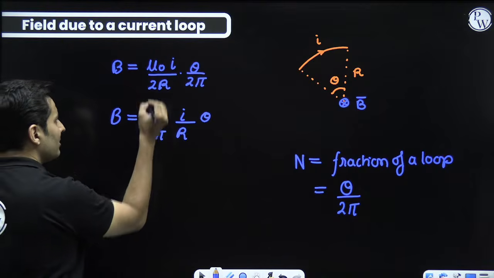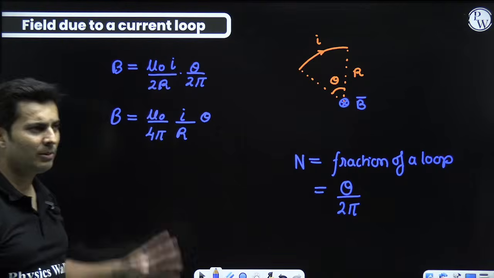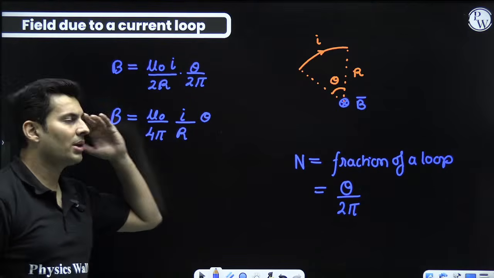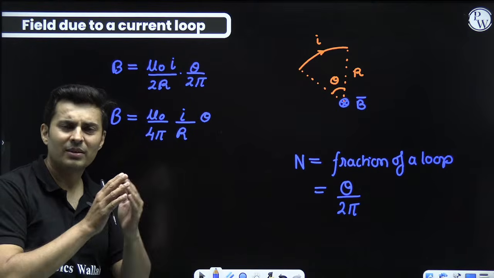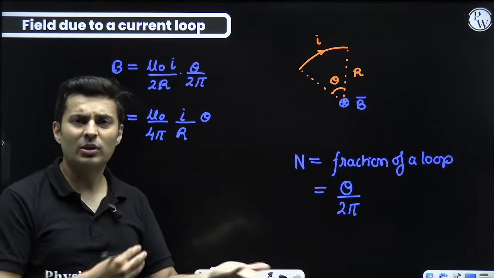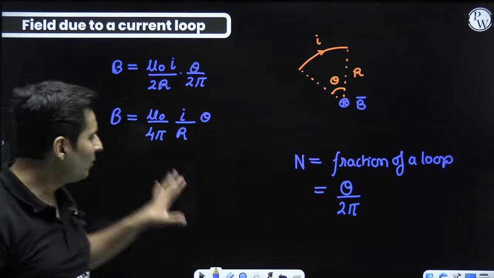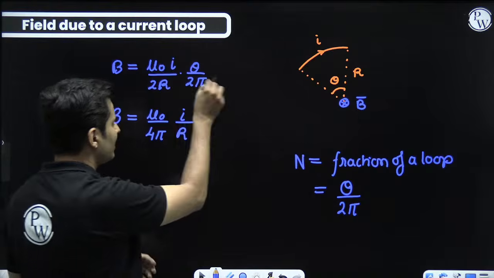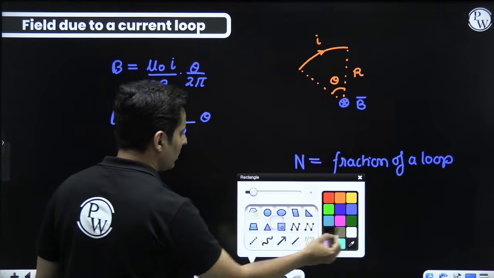Should I remember this or this? I suggest don't remember anything, because it should come naturally to you that if it is 1/5 of a circle, naturally it will be 1/5 of the magnetic field. So no need to learn by heart as such, but you should understand the concept behind it. That's all I would say.